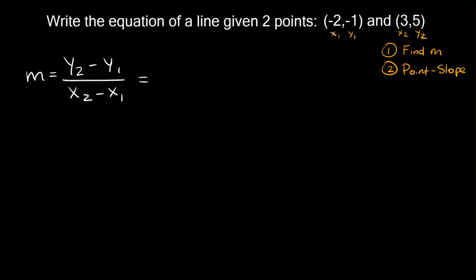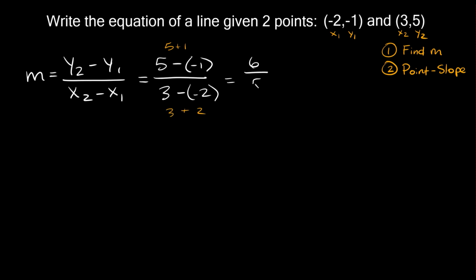So this is going to be equal to, first of all, y2 is 5, so we get 5 minus y1, which is -1. And on the bottom, we have x2, which is 3, minus x1, which is -2. All right, so on top we have 5 minus -1, so this is basically the same thing as 5 plus 1, which is equal to 6. And on the bottom, we have 3 minus -2, which is the same thing as 3 plus 2, which is equal to 5. Okay, cool. So the slope between these 2 points is 6/5, 6 over 5, right?